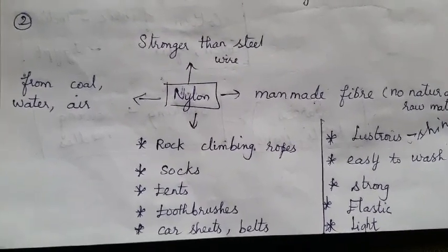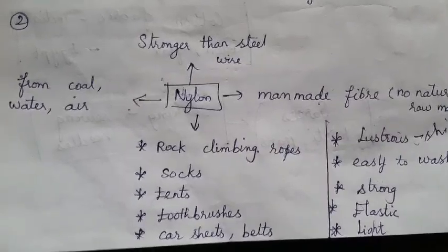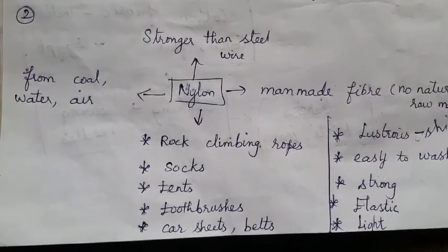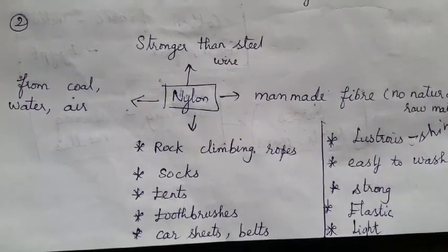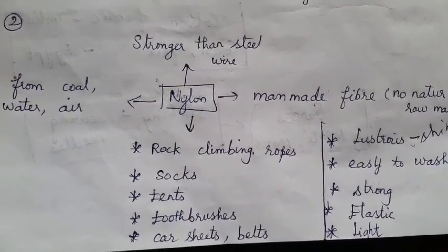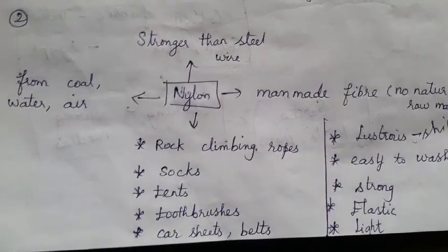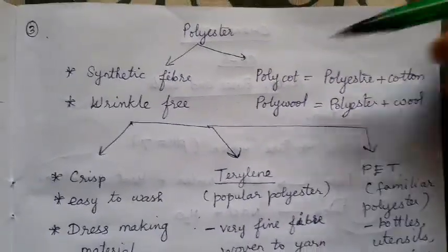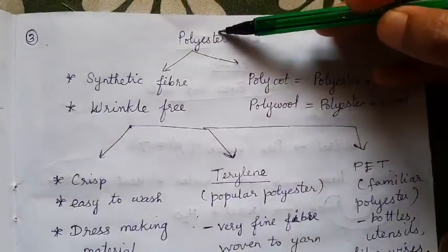Be very clear that natural fibers means which are originally obtained from nature. If something is prepared by using the natural products, that is not your natural fiber, it is your synthetic fiber. Clear, my dear children? Yeah. So next we saw about the polyester.